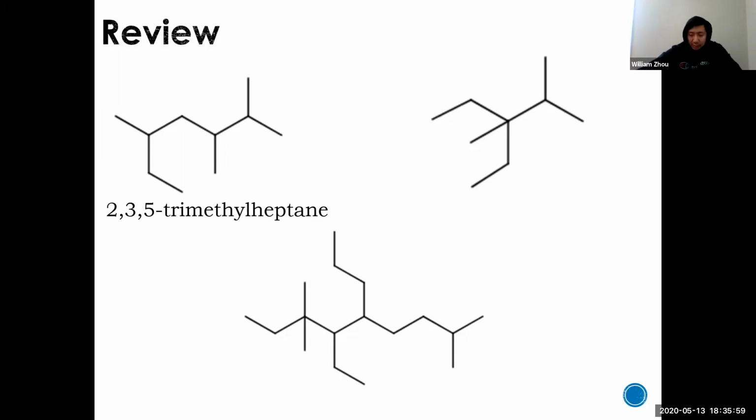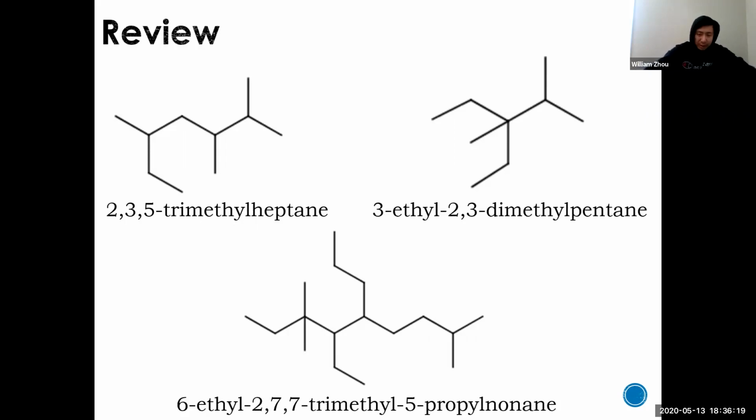The second one, that one looks funny, but you still have to follow the rules. Find the longest chain, and the longest chain is a pentane, and there's 2 methyls. 9 carbons for the longest chain. In the middle, you have a 6-ethyl, 2,7,7 trimethyls, 5 propylnonane. So keep in mind that you have to count from the right side.